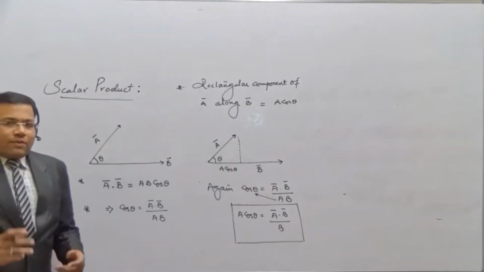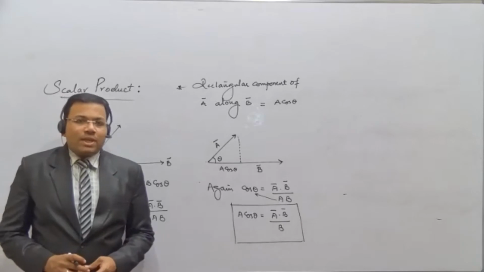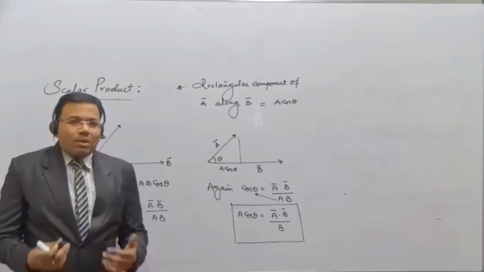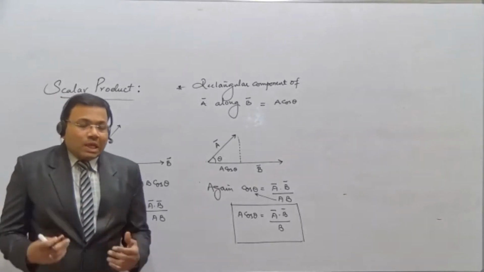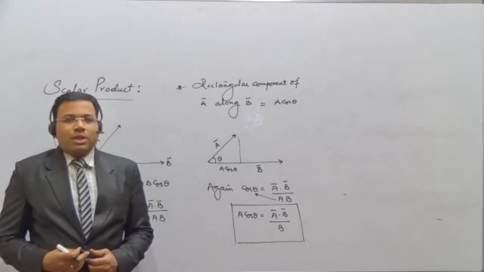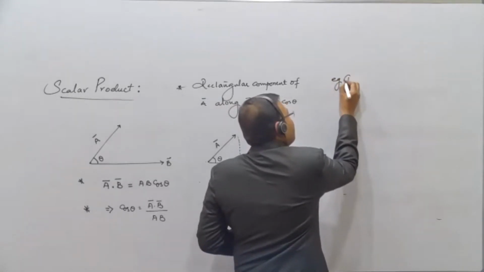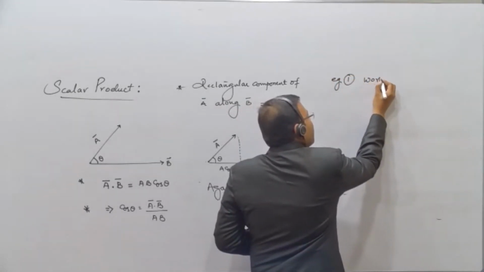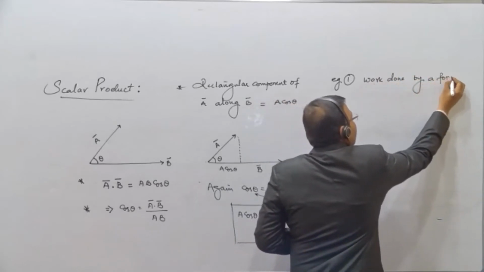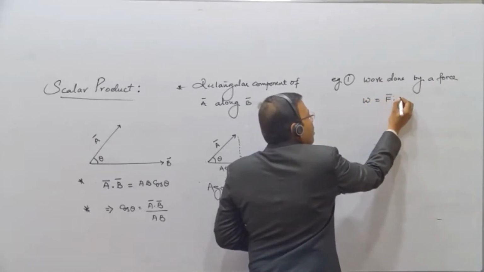So the definition and the formula is this one. Now let us come to the examples. What examples can we give? The first example, work done by the force. Work done is a scalar quantity, but force is a vector quantity. That means here, try to understand example 1. If I say work done by a force, the formula I want to write is work done W is equal to F dot S.